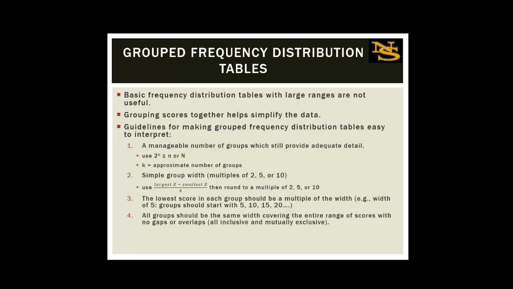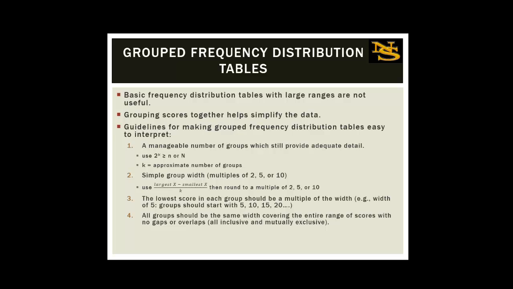Once you find that exponent of 2, you know the approximate number of groups that you can have in your table that will maximize the detail but also minimize the confusion. Then the next step, you want to figure out how wide your groups need to be to achieve that approximate number of groups. To do that, you find the largest value in your data set, subtract the smallest value in your data set, and divide by that k that you found before with the 2^k greater than or equal to n rule.